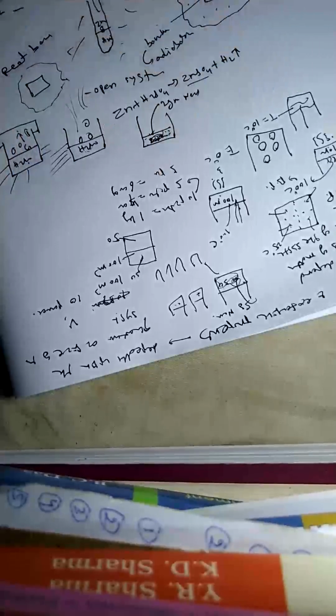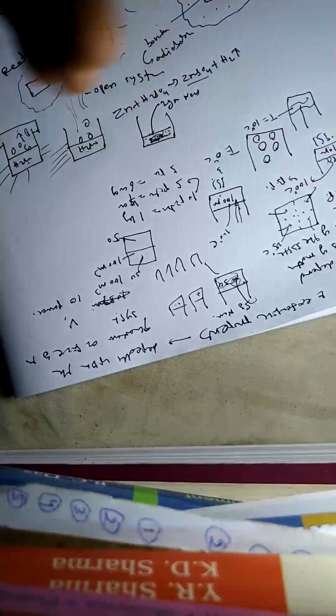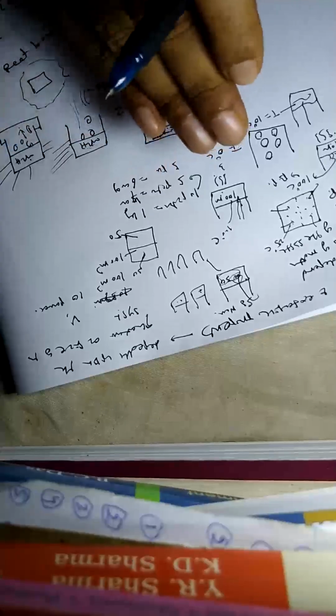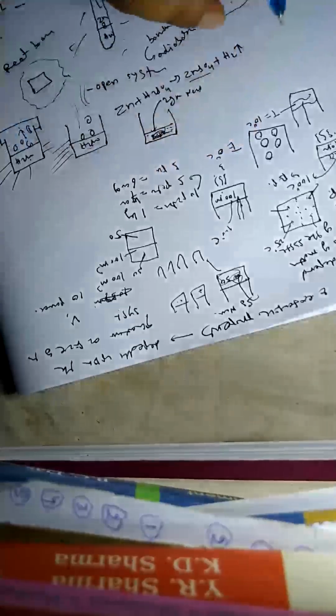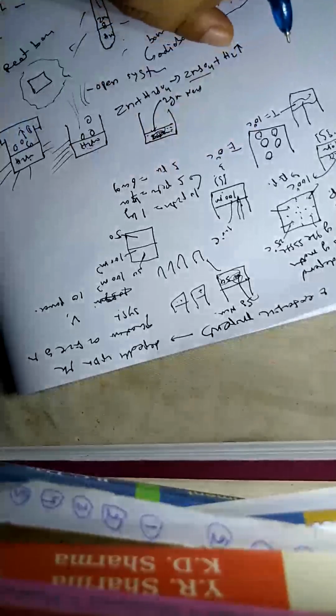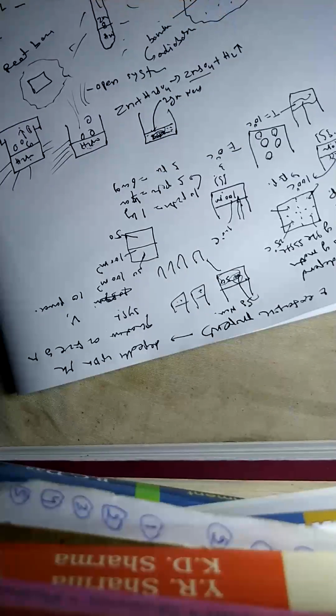So temperature, similarly pressure, the same thing happens, volume and composition. These are called the fundamental properties. The properties which define the state of the system are called the fundamental properties.